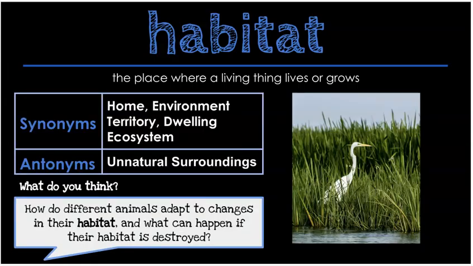Some synonyms for habitat might be home, environment, territory, dwelling, or ecosystem. Again, difficult to find antonyms. The closest thing I could find was unnatural surroundings, which would be not their habitat. What do you think? How do different animals adapt to changes in their habitat? And what can happen if their habitat is destroyed?